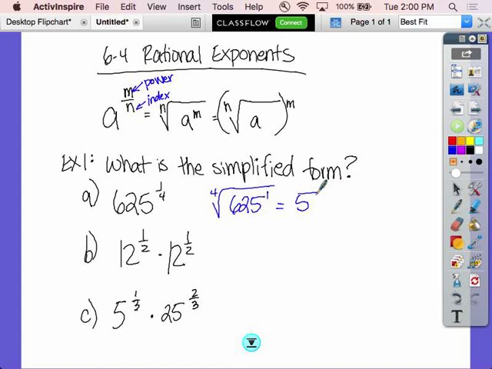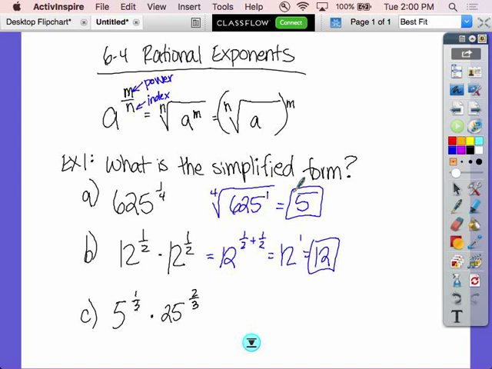You can, but I'm going to have you show me. Okay, looking at this one, we can look at this one 2 ways. When you're multiplying the same base with different exponents, what do you do to the exponents? You add them. What's 1/2 plus 1/2? So this answer is 12. Now, that's just using our exponent rules.